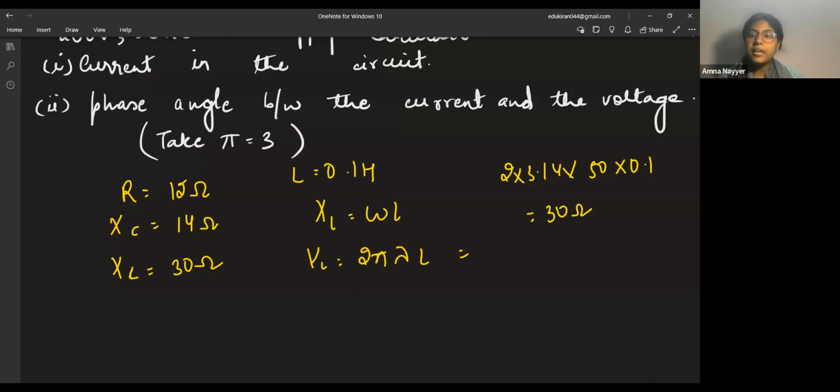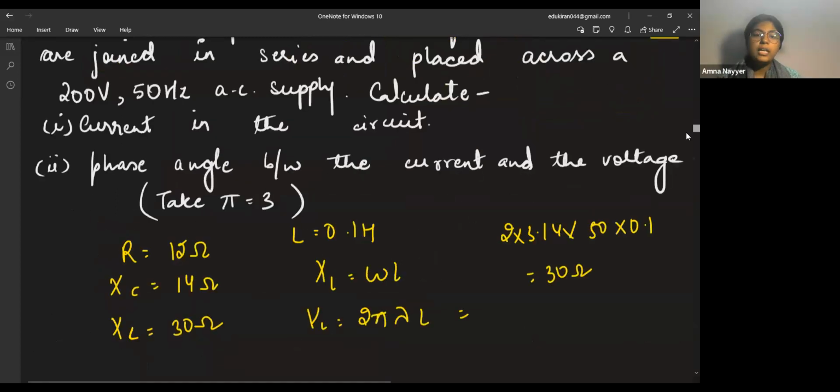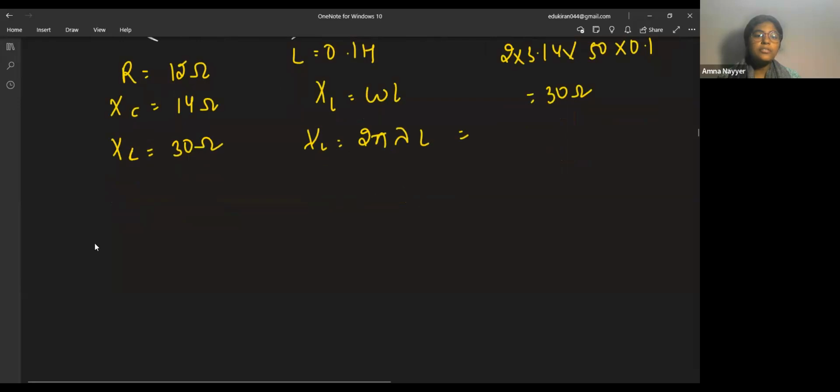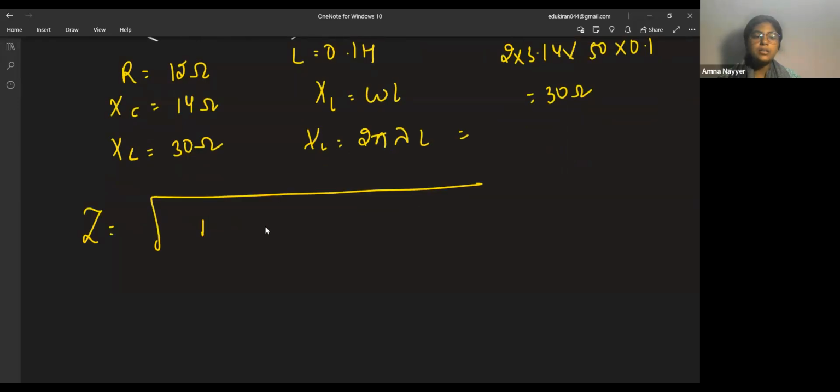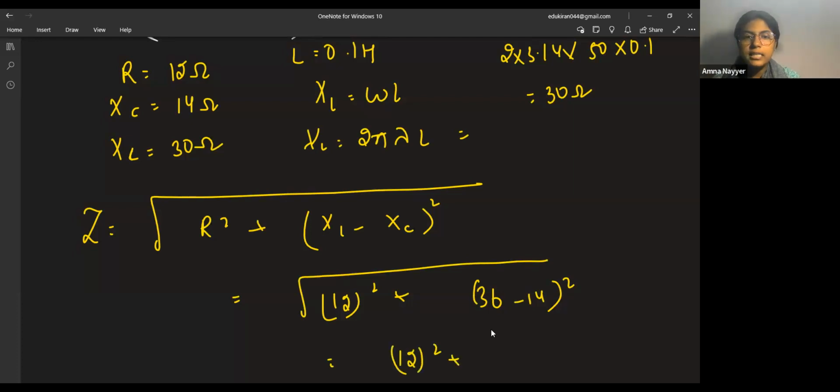Even if L was given over here, we didn't know the value of XL, so we wanted to find out L. Now see, value of Z becomes under root of R square plus XL minus XC whole square, because 30 is greater. So this becomes 12 square plus 30 minus 14 whole square under root. 30 minus 14 becomes 16.